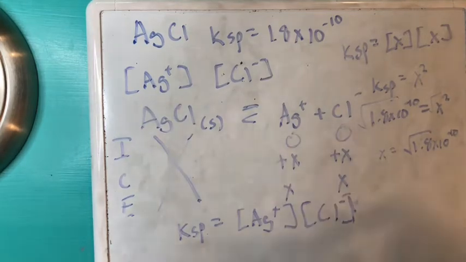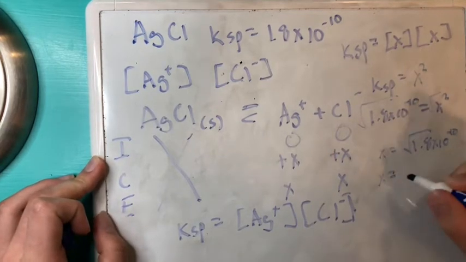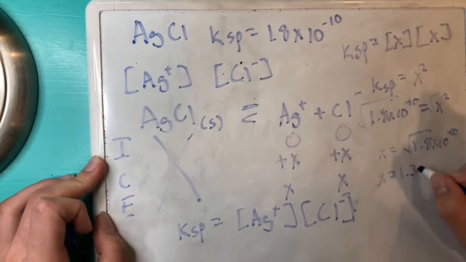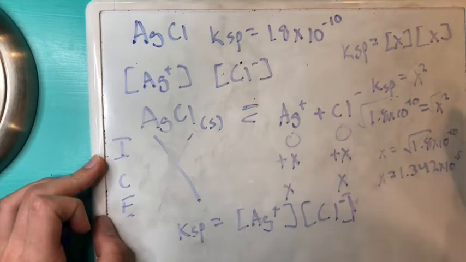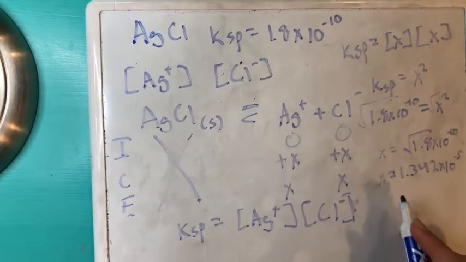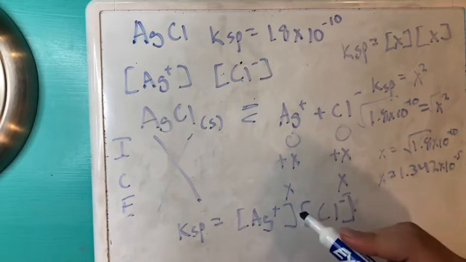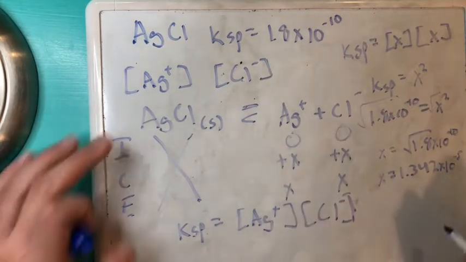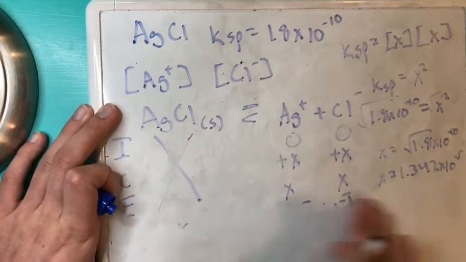And on my calculator, I got X equals 1.342 times 10 to the negative 5th. So our X is that, and that will be our concentration for the silver and the chloride ions at equilibrium, and that's what the question asks for. So our answer is, I'm going to erase this.